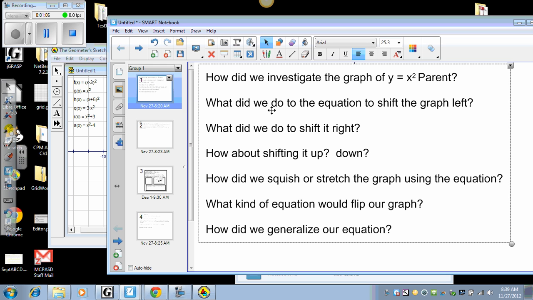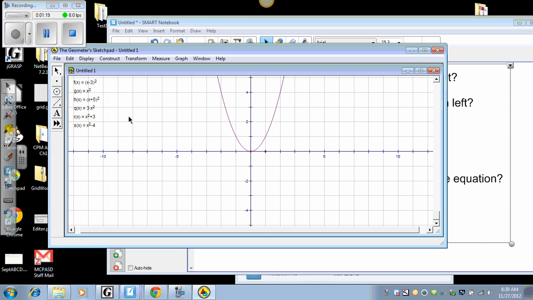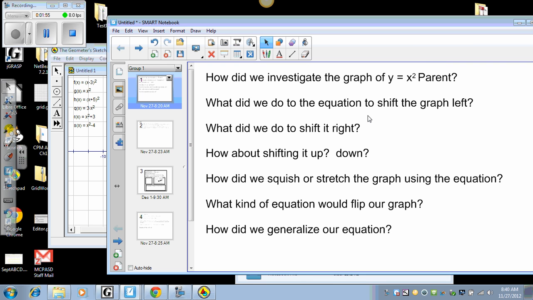So let's take a look at how we investigated the parent graph of y equals x squared. First of all, we talked about what we did to that equation that made the graph shift to the left. If you look at these equations over on the left of your screen, shifting to the left, oddly, happened when we added something to the x before we squared it. For example, y equals x plus 5 squared shifted my parabola over to the left.